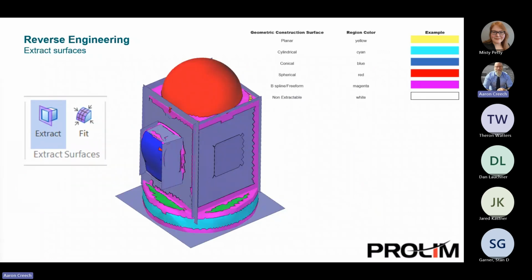So then the next step is to extract surfaces. Once our regions have been identified, the next step is to extract them to make them B-rep surfaces. Again, there are two methods to do this as well. We have an extract command, and then we have a fit command. The extract command allows surfaces to be automatically created based on the regions highlighted in the last step that we just reviewed. You can see from the color legend here, by default, the color yellow is identified as a planar surface. The cyan color is identified as a cylindrical surface. Red is spherical, blue is conical, and pink is a B-spline, kind of an oddity area of the part.